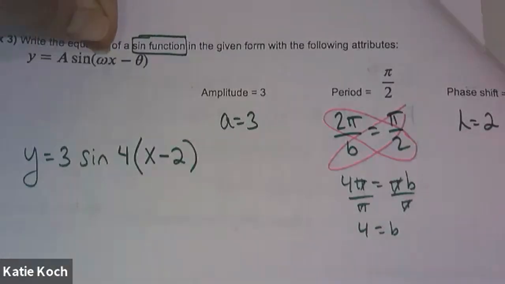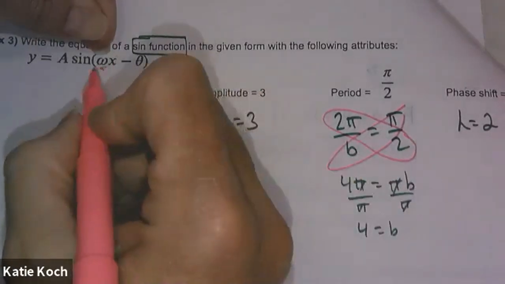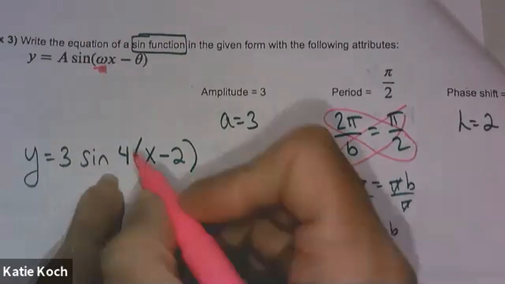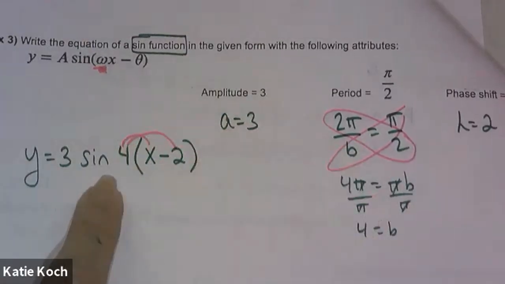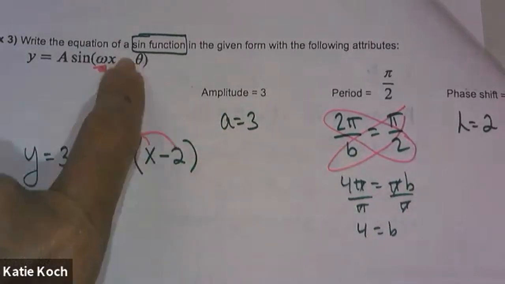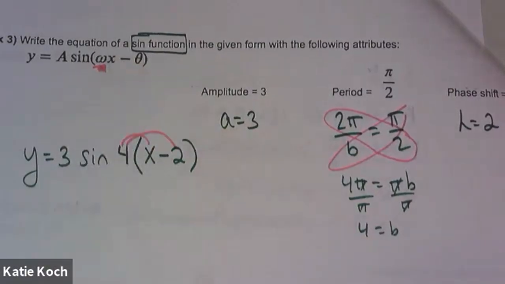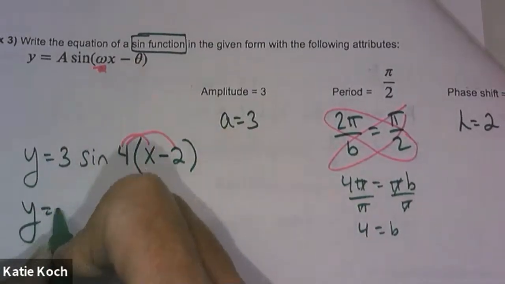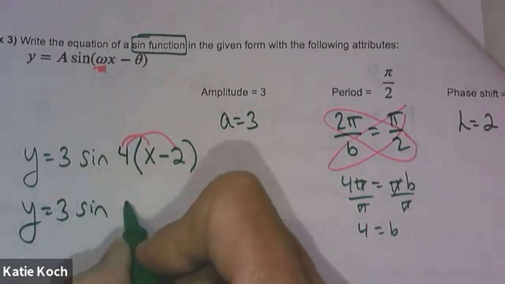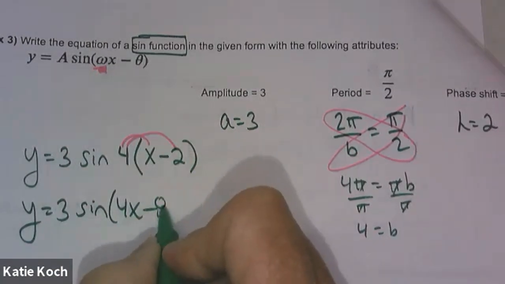Okay, so one final step. Since they want that number inside, then I do have to distribute this, which is going to affect this number here. That's why they call it theta, not b. So finally, y equals 3 times the sine of 4x minus 8, final answer.